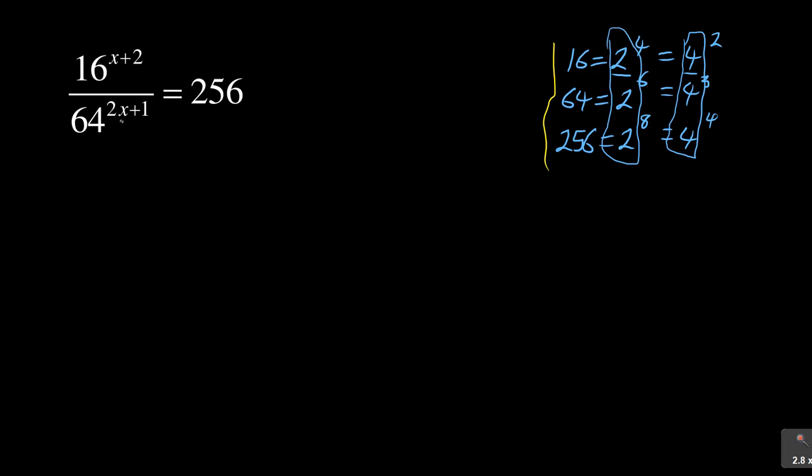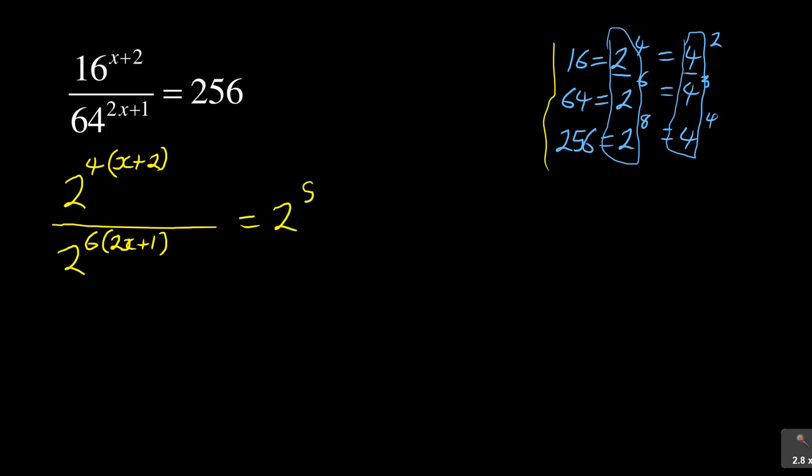So what I will have is 2 to the exponent of 4. Now don't forget, you need to add a bracket for the x plus 2 there. It is very important. Always include a bracket there, over 2 to the power of 6. Again, the bracket is 2x plus 1, and then this is equal to 256, and you can express 256 as 2 to the power of 8. As I said, it is another way of solving that. Or you can even leave it as 256, it is still fine.